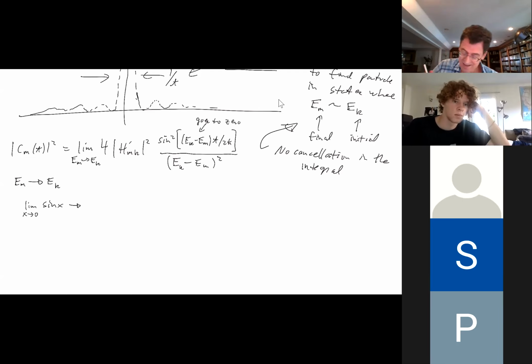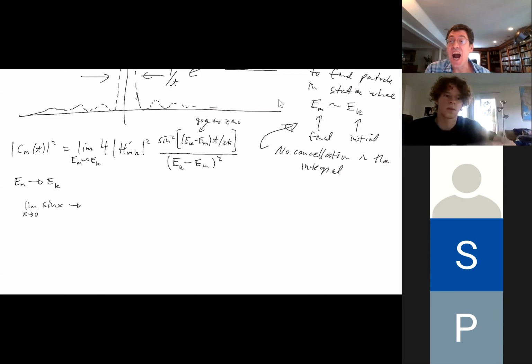Sine x becomes 0. Yes, it does. But right before it hits 0, what is it? Is it x? Yes. And I know that you all know that. Okay, so sine x goes to x.